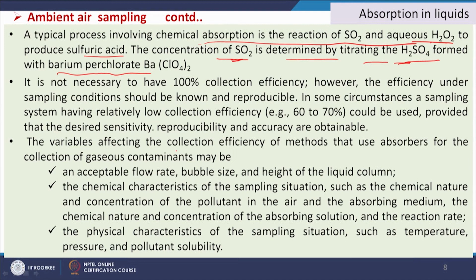The variables affecting the collection efficiency of methods that use absorbers for the collection of gaseous contaminants may be an acceptable flow rate, bubble size and height of the liquid column, the chemical characteristics of the sampling solution such as the chemical nature and the concentrations of the pollutant in the air and the absorbing medium, the chemical nature and the concentration of the absorbing solution and the reaction rate, and the physical characteristics of the sampling situation such as temperature, pressure and pollutant solubility. So, that will also play a role for the sampling.